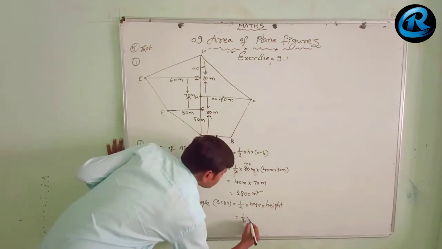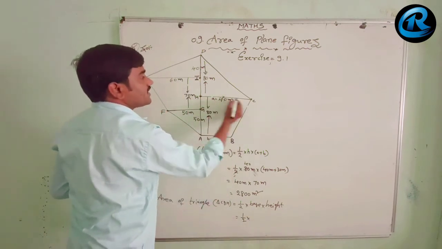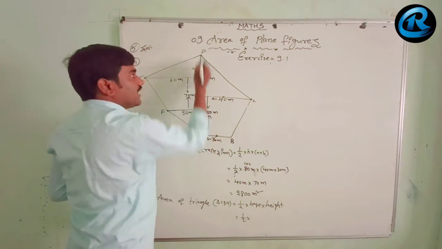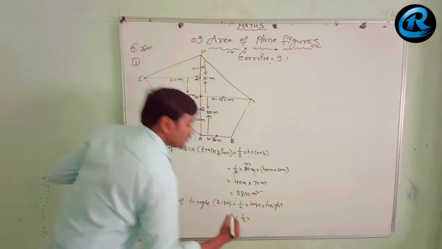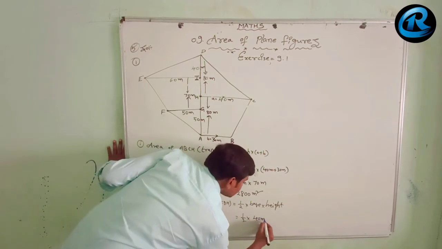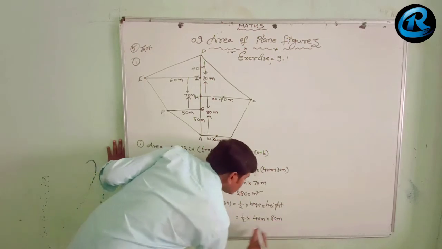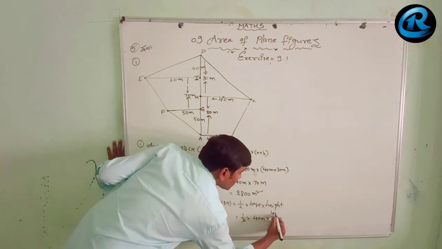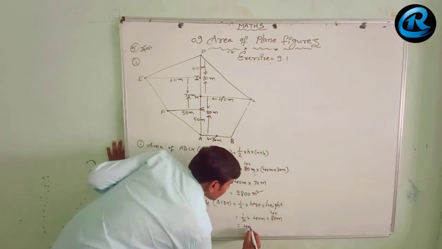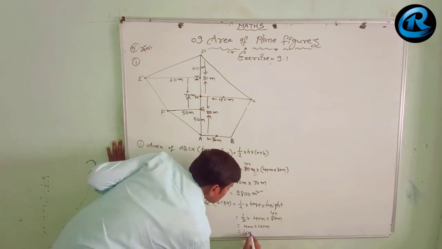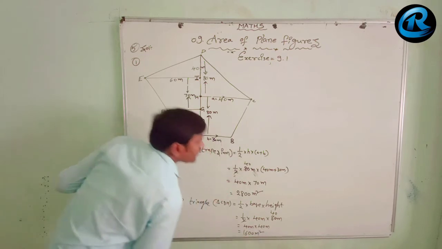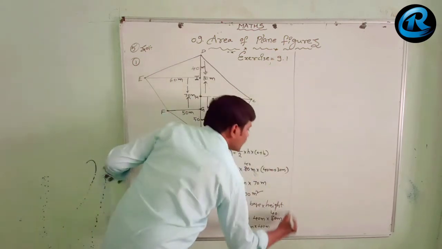That is 1 by 2 into base. This is the base of the triangle and it is the height of the triangle. Base is given 40, height is given 80. So the base is 40 meters into height is 80 meters. Here 2 ones are 2, 2 40s are 80. So you get 40 meters into 40 meters, that is 1600 meter square. Now we got this one.